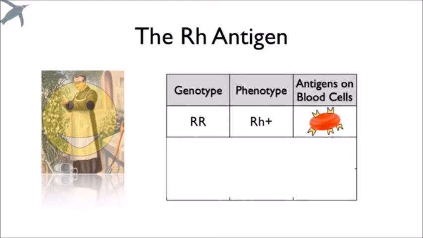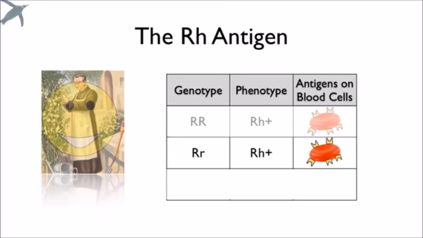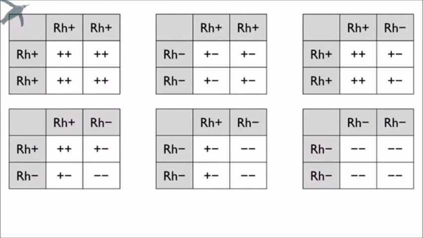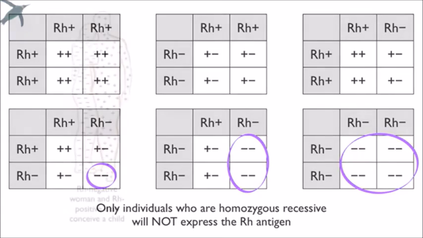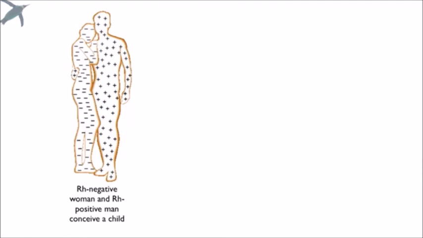Individuals who are homozygous dominant, capital R, they express the Rh antigen on their red blood cells. Individuals who are heterozygous, that dominant one will mask the recessive one. Those individuals are also Rh positive. The only way to not express the Rh antigen is to be homozygous recessive. These are the different possibilities, and I just wrote them out so you can see that only individuals who are homozygous recessive will not express the Rh antigen on their blood cells. Everybody else will.